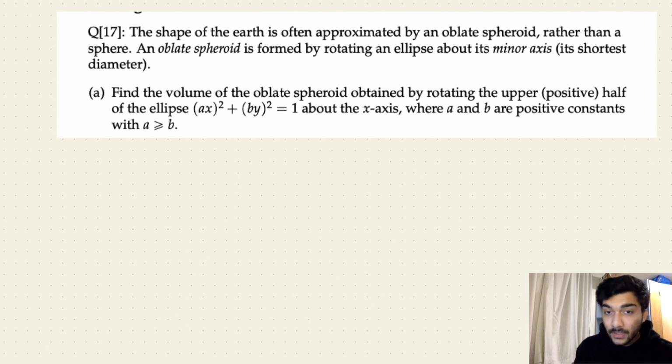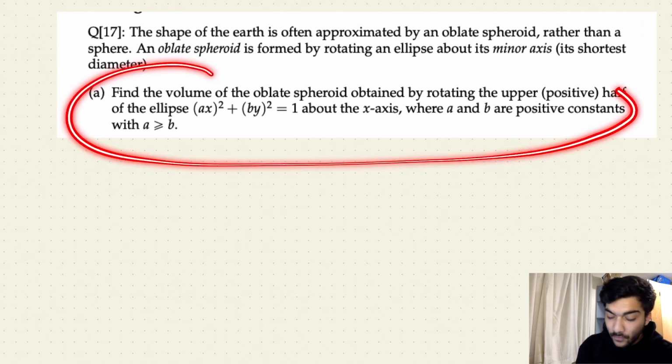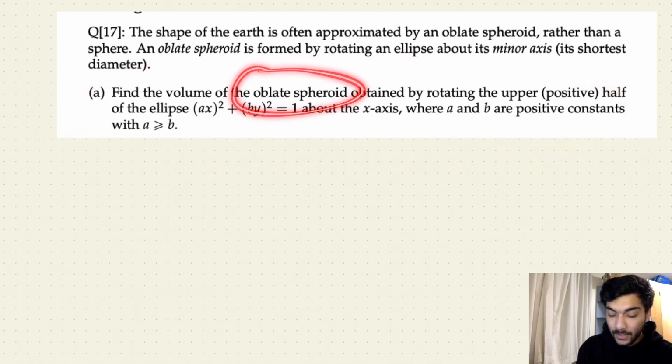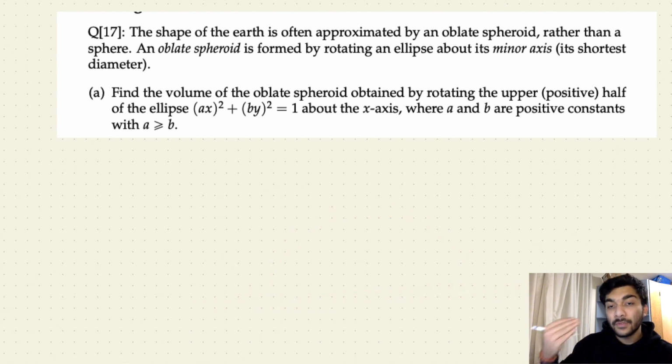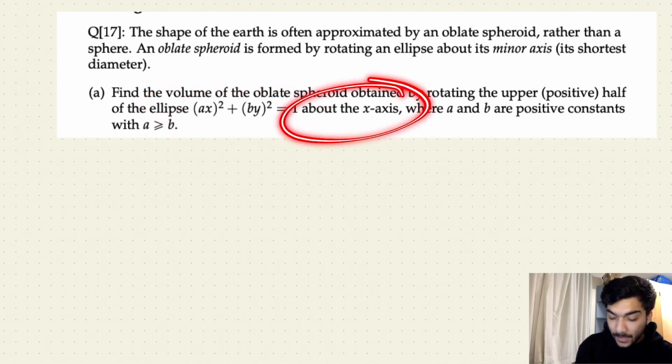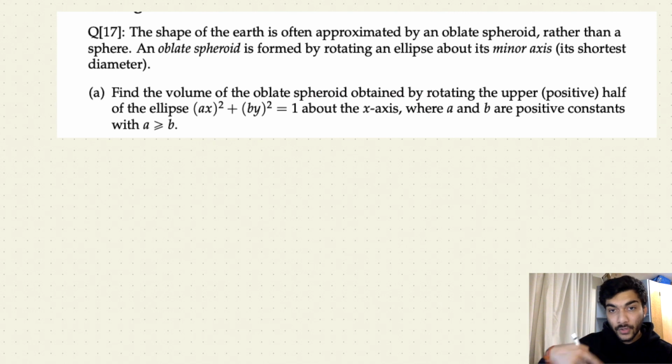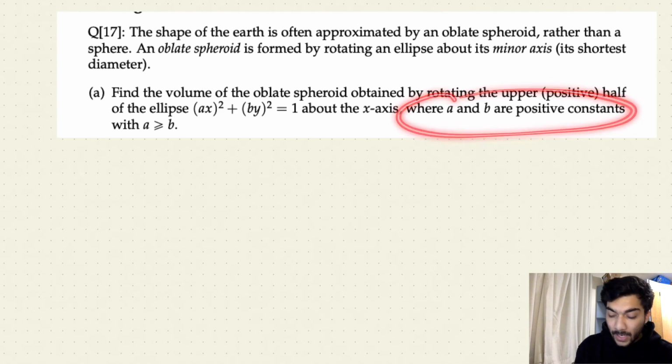So based on the given information in this question, we have to find the volume of the oblate spheroid obtained by rotating the upper half of the ellipse. That means the part of the ellipse which is above the x-axis, and we have to rotate the upper part of this ellipse about the x-axis. So you have the x-axis like this, right? You rotate it about the x-axis, where a and b are positive constants.